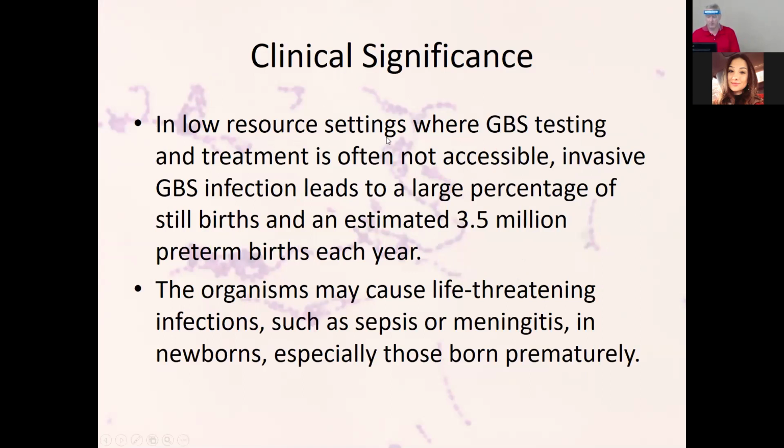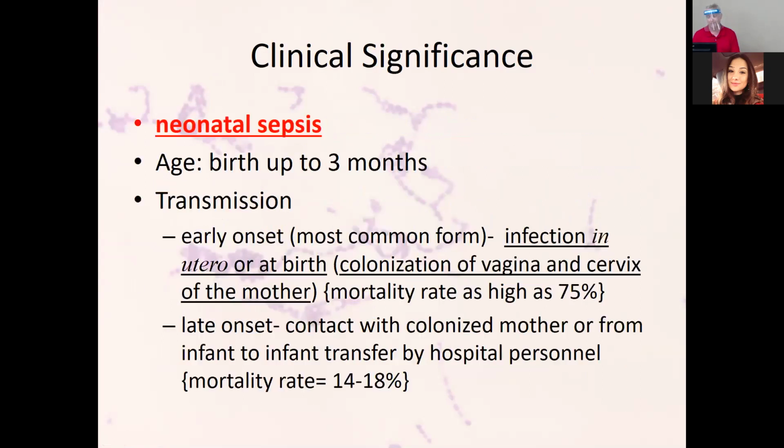Usually it's from low resource settings where we don't get that treatment that we get preterm births, we get infected births, we get babies that have sepsis and meningitis because they went through the birth canal that way. Neonatal sepsis, the word you're looking for in your notes. High mortality, 75%. Late onset, better mortality, but still a mortality rate.